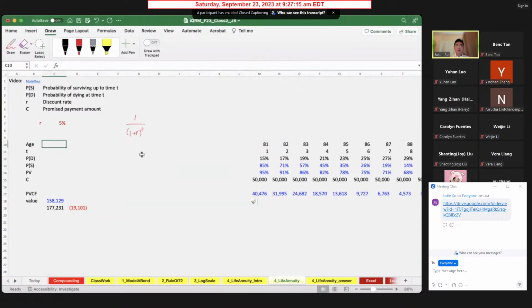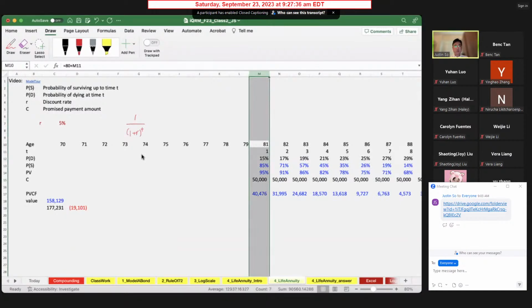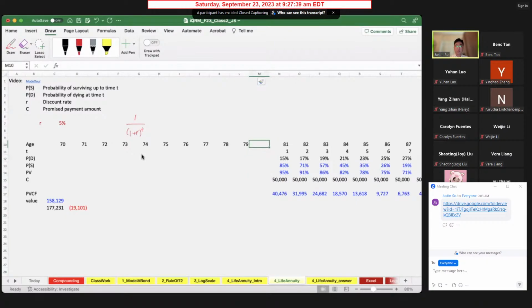And then you're going to have to change all the formula. Like I'm saying here, 70 plus, like this. Oh, I should have added one more. And then you build the old formula and the numbers differently, because now the t starts from age 71.